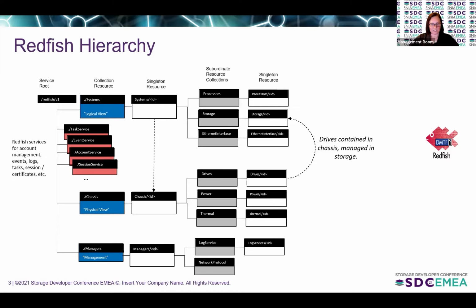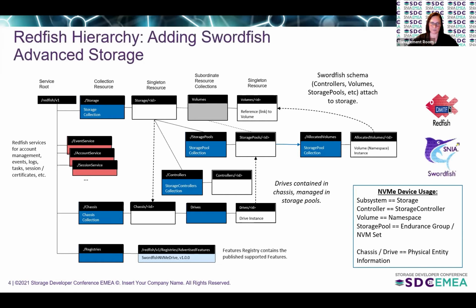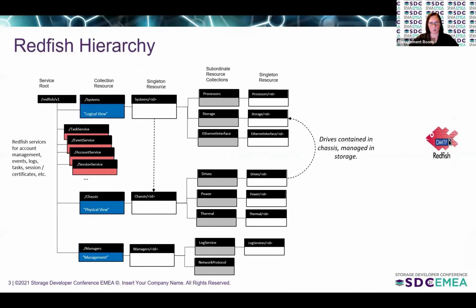So there would be an instance of a chassis, such as an enclosure, and within an enclosure, a drive, for example. One thing to note here is that the drive would be contained in the physical hierarchy, but it would be logically managed out of the logical hierarchy. So it would be contained in the chassis, but managed out of the storage instance in the logical hierarchy.